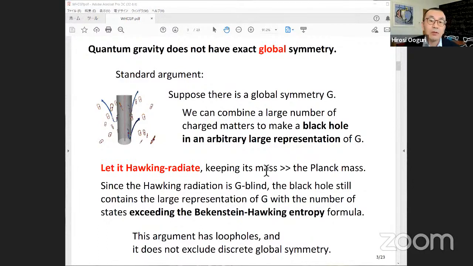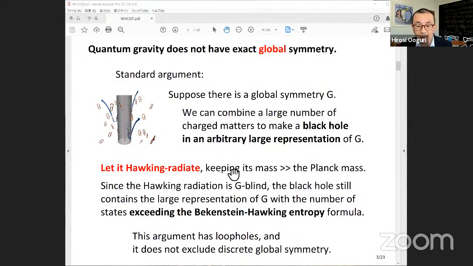This won't happen for gauge symmetry. For example, if you have Maxwell theory, then if you have a charged black hole, there is a gauge field that communicates. So that gives you the repulsion force between like charges. So that means that there is an imbalance in the way that charge is emitted from the black hole. So this won't happen in gauge symmetry, but if you have global symmetry, and if we assume that Hawking radiation is blind to the symmetry group G, then this contradiction would happen. Okay. So this is the sort of argument.